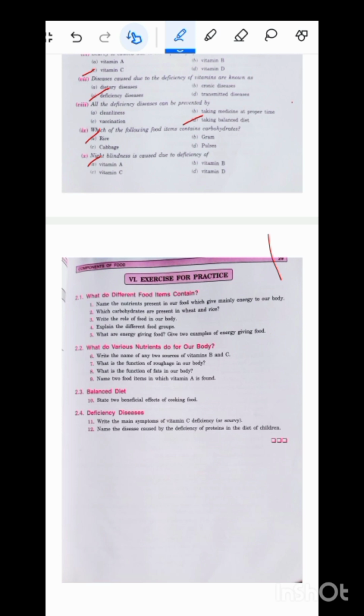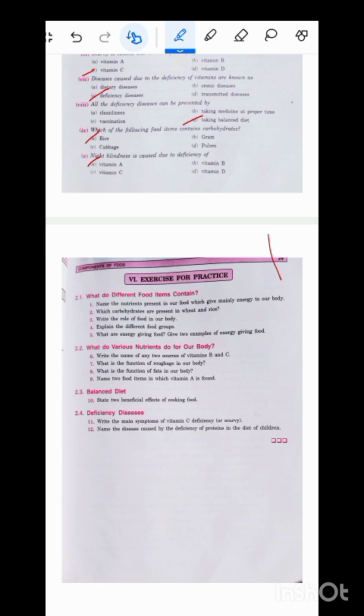Question number 1. Name the nutrients present in our food which give mainly energy to our body. Question number 2. Which carbohydrates are present in wheat and rice? Question number 3. Write the role of the food in our body. Question number 4. Explain the different food groups. Question number 5. What are the energy giving food? Give 2 examples of energy giving food.